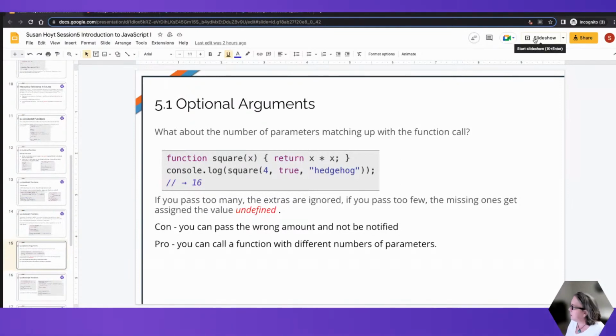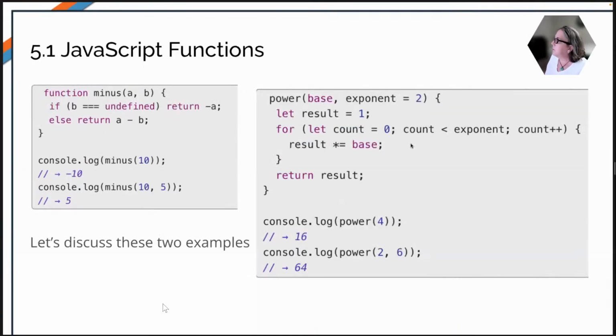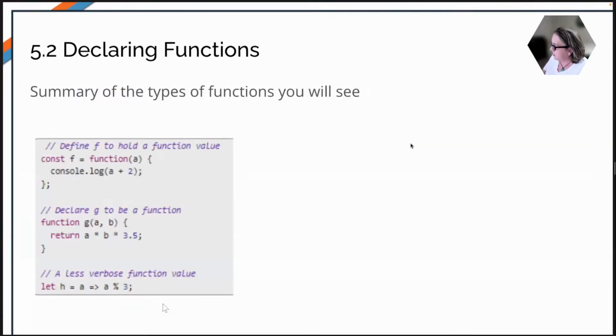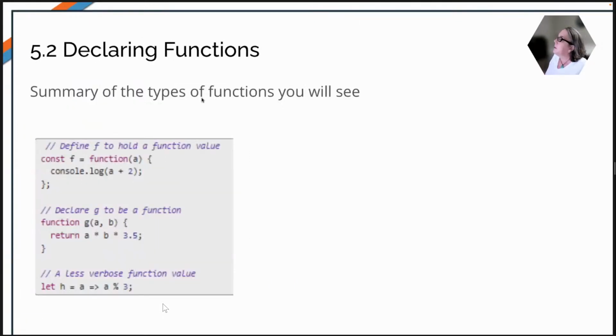All right, so, whoops, go here. And these are the 2 we just talked about. So those were the 2 examples we discussed. Let's go on to one more. So we're going to talk about declaring functions. These are going to be some of the types of functions that you will see and that you have seen.